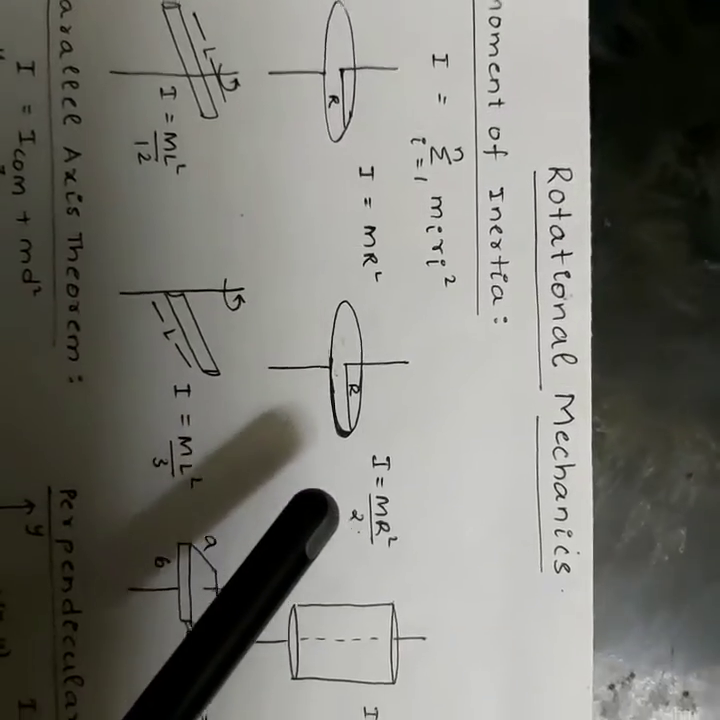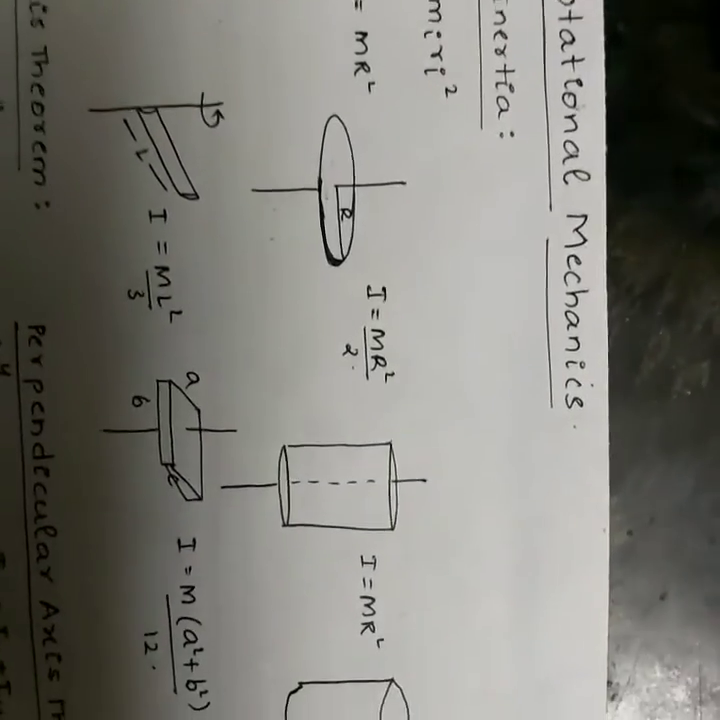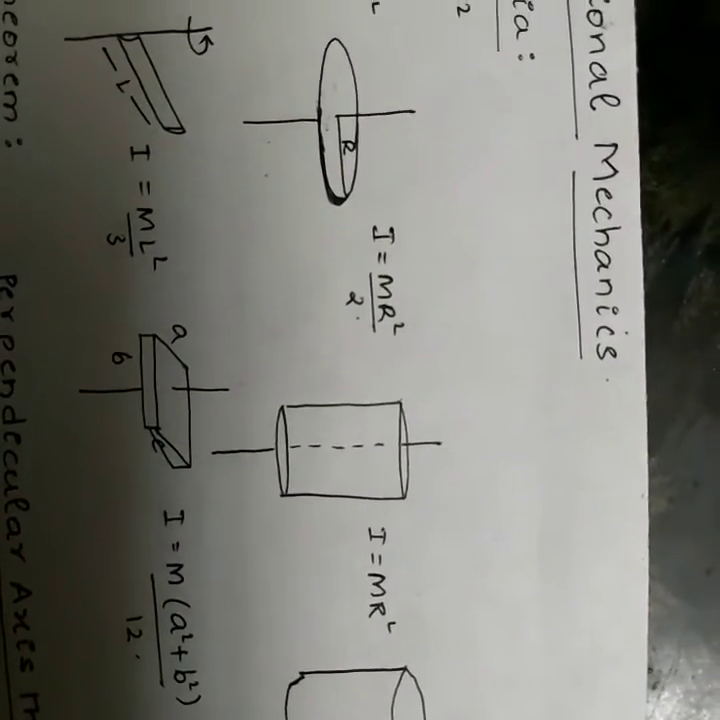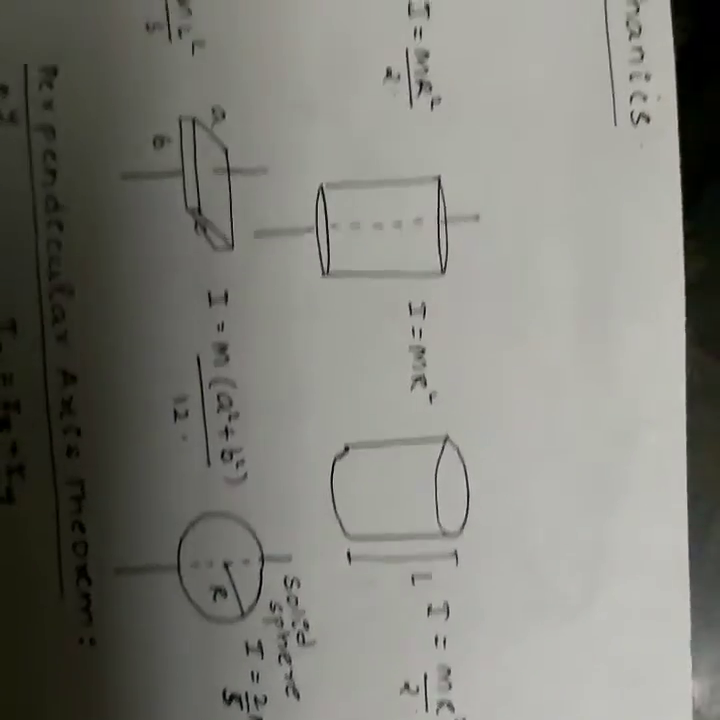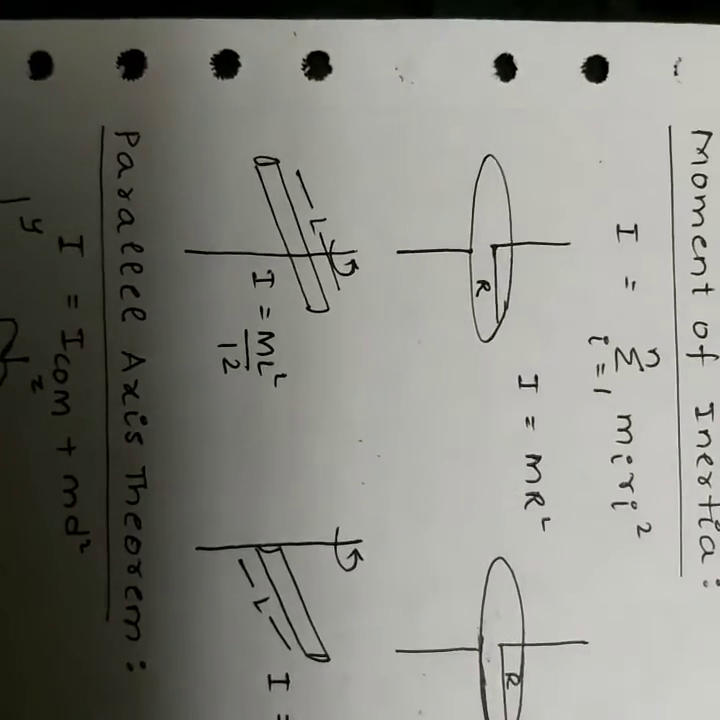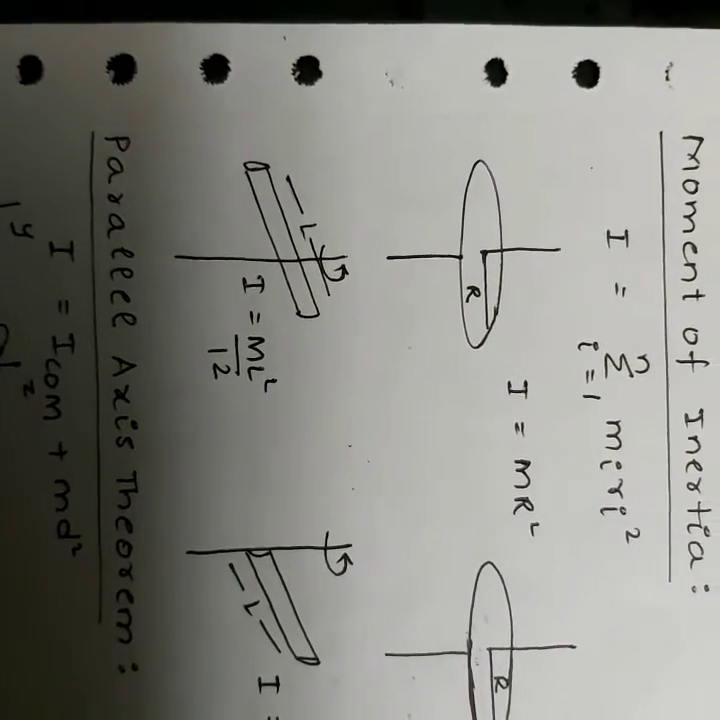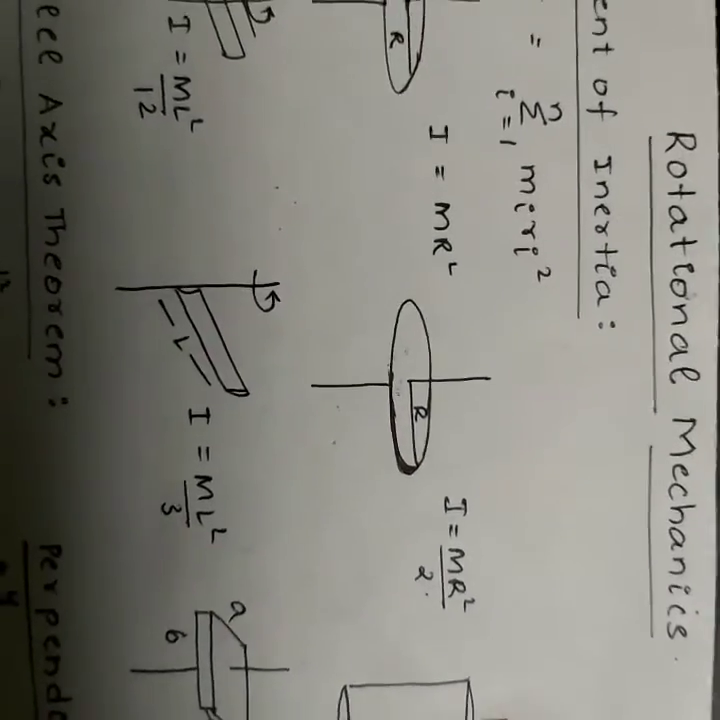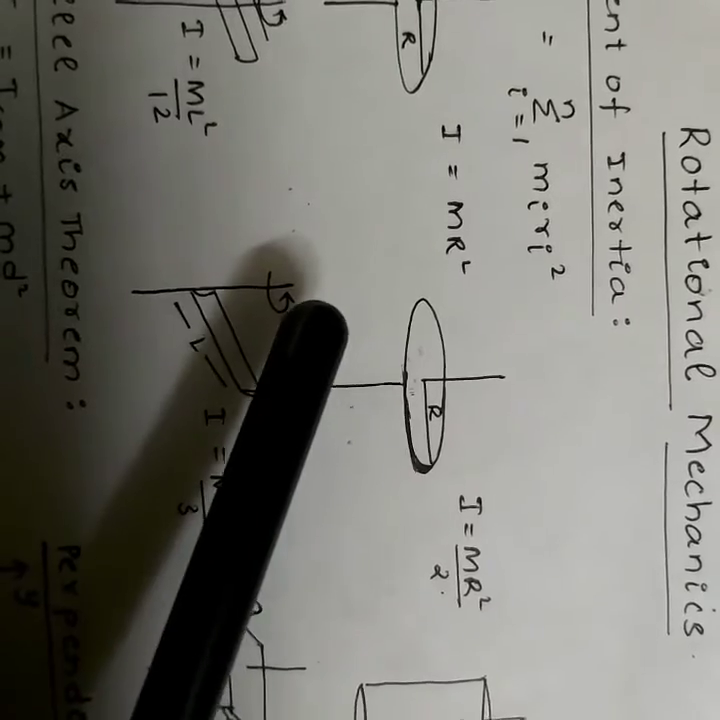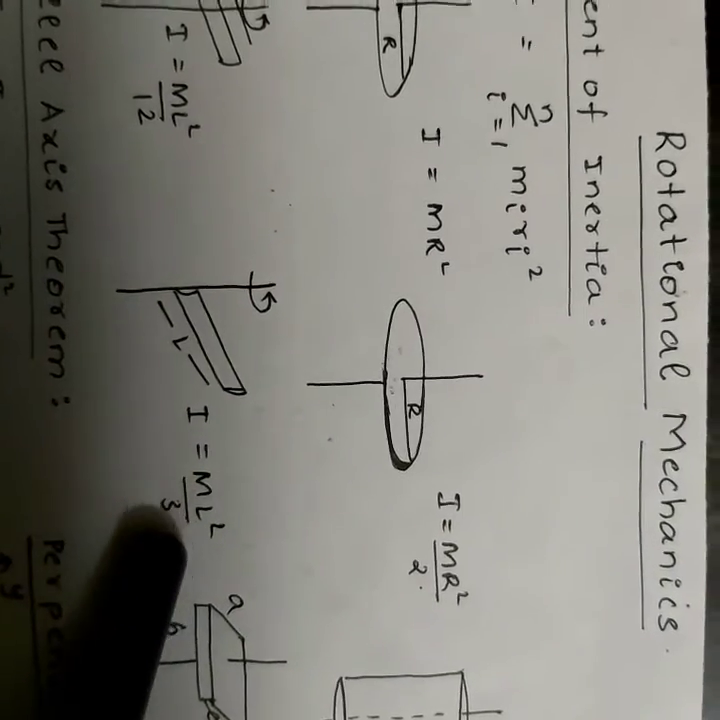For a disk, I is equal to mr squared by 2. For a hollow cylinder, I is equal to mr squared. For a solid cylinder, I is equal to mr squared by 2. For a rod passing through the center, I is ml squared by 12, where L is the length of the rod. For a rod passing through the terminal, I is ml squared by 3.